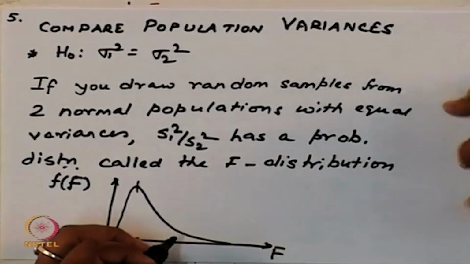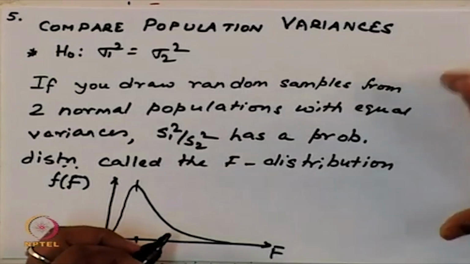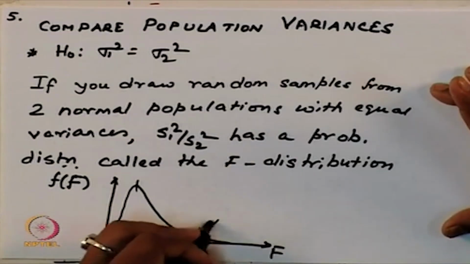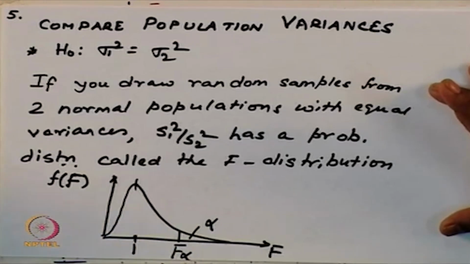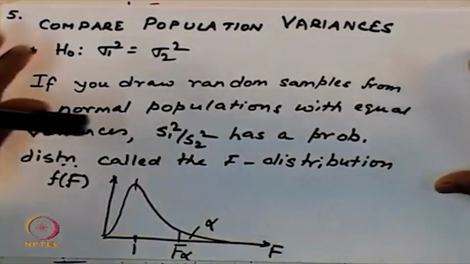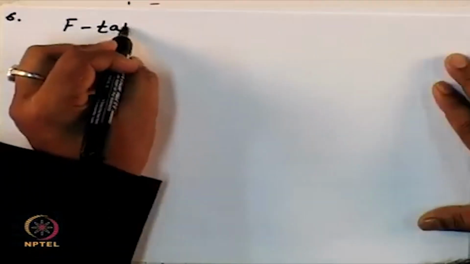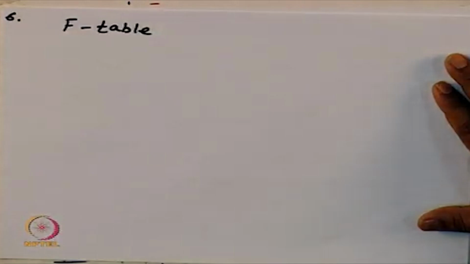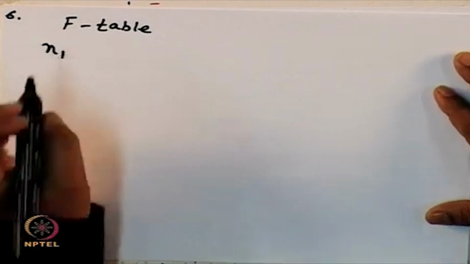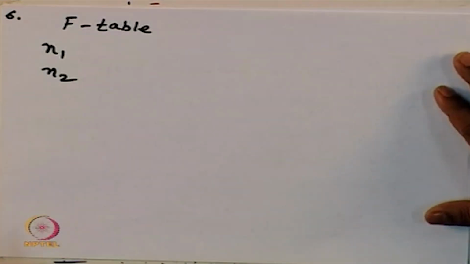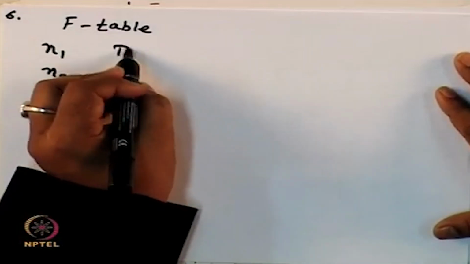You would do a single tail test for an F distribution just like you have done in all the other cases. You take the value of alpha, which is the area under the curve, and find out the value of F of alpha. So, how does an F table look? In an F table you have two metrics. You have drawn samples of sizes n1 and n2, so you have 2 degrees of freedom.